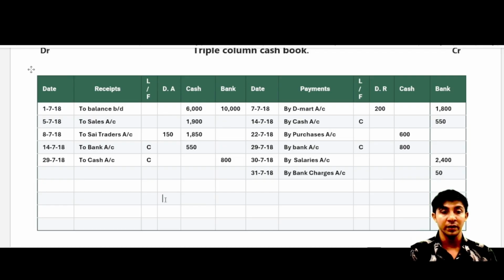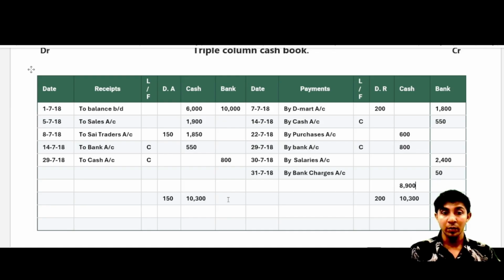We'll begin with discount allowed. Here we can observe 150 and discount received is 200. Then after that we'll go for cash account. The total of cash debit side is 6000 plus 1900 plus 1850 plus 550. So 10,300 will be the total of cash column debit side, which is the highest. तो जो ज़्यादा है वो हम दोनों तरफ लिख देते. So on the credit side also we need to write 10,300, and from this 10,300 we need to subtract 600 and 800. So the balance of cash will be 8,900.